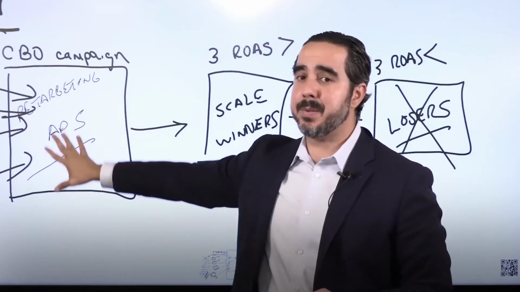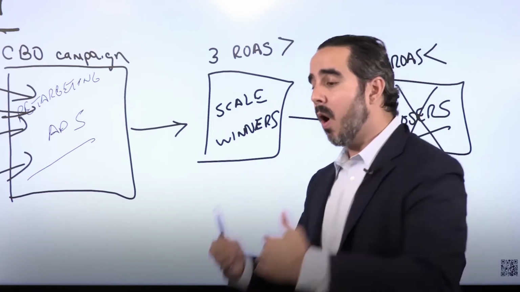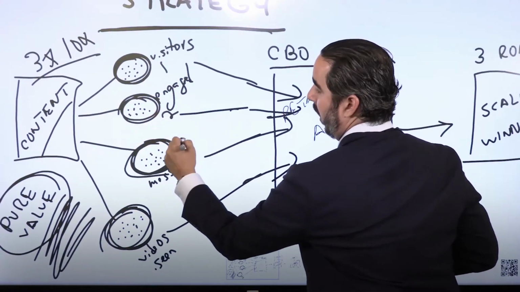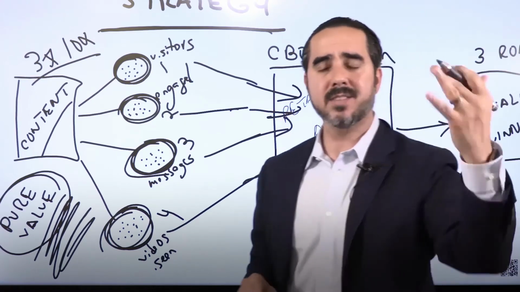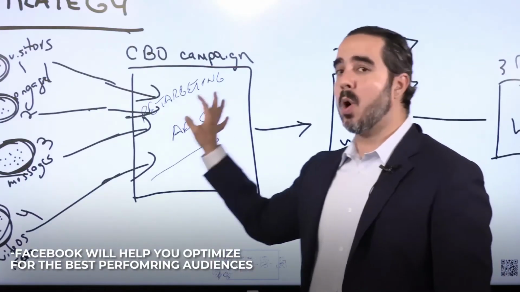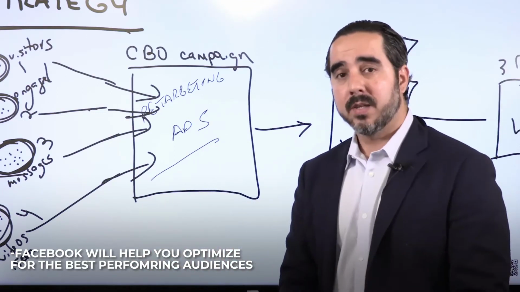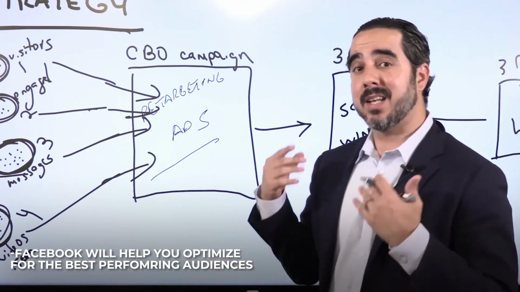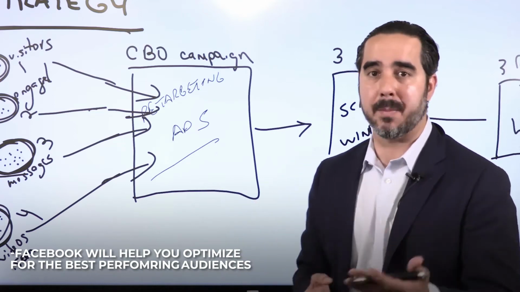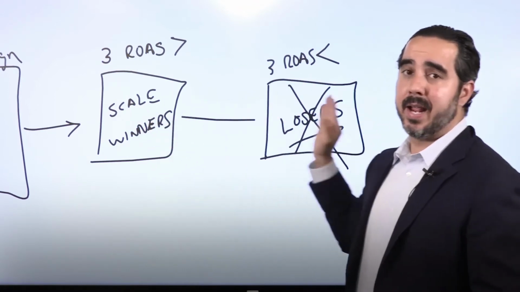And once you get this going on a CBO campaign, you throw it all in there, campaign budget optimization. If you don't know what that means, it means that you throw all the audiences inside one campaign. Audience 1, right here. Audience 2, audience 3, audience 4, 5, 6, 7, 8, 9, 10. One campaign, you select one budget, and Facebook is going to help you optimize for the best performing audiences. Whenever Facebook sees results, they're going to increase the budget on that one, and whenever they see lack of performance, they decrease the budget on that one. It all happens while you sleep. You don't have to worry about that. You scale the winners and you cut the losers. Scale the winners and cut the losers.